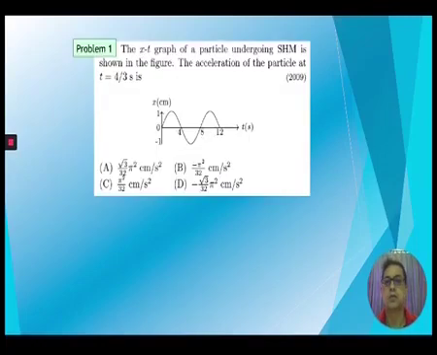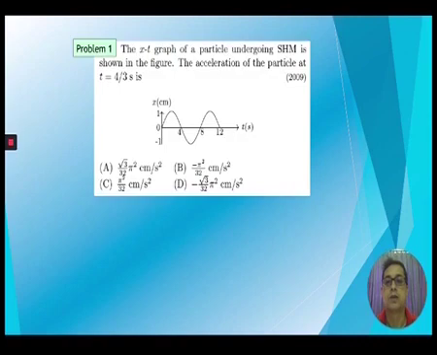The first problem that I have taken is a simple one. It's from 2009 JEE. In this very simple problem, the displacement time graph of a particle undergoing simple harmonic motion is shown, as you can see from the figure. Kindly note down the problem. You are asked to find the acceleration of the particle at t equal to 4 by 3 second. Four options are given, and out of these four options only one option is correct.